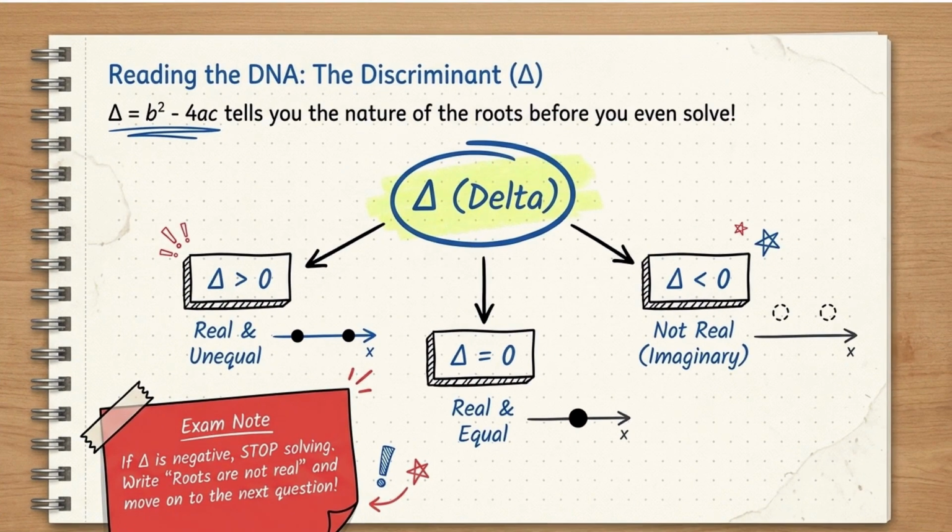Eight. Reading the DNA. The discriminant, delta. Delta is equal to b squared minus 4ac, and tells you the nature of the roots before you even solve. Delta greater than 0, real and unequal. Delta is equal to 0, real and equal. Delta less than 0, not real, imaginary. Exam note, if delta is negative, stop solving. Write, roots are not real, and move on to the next question.